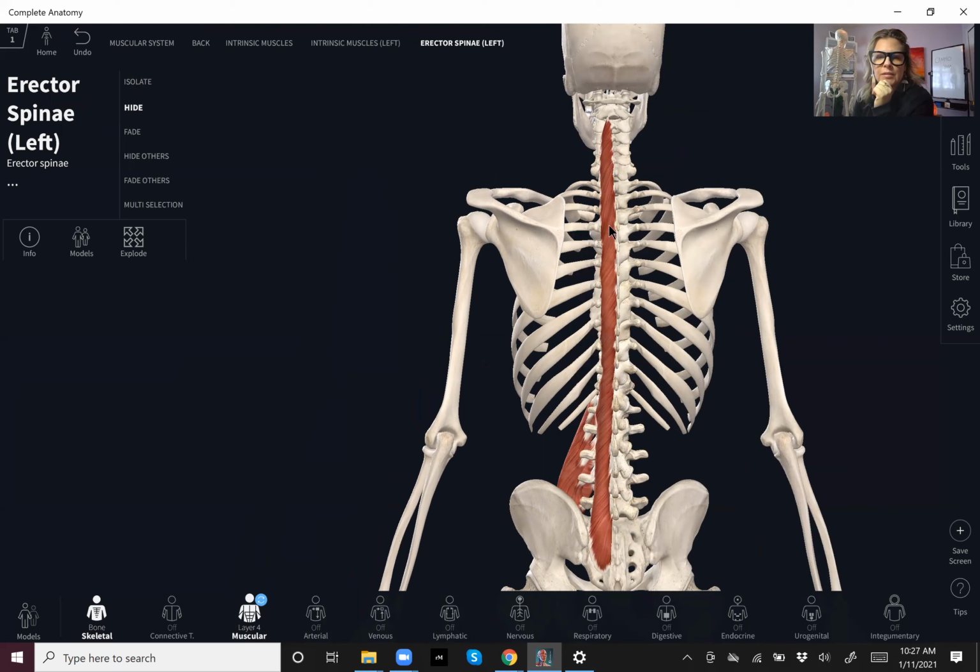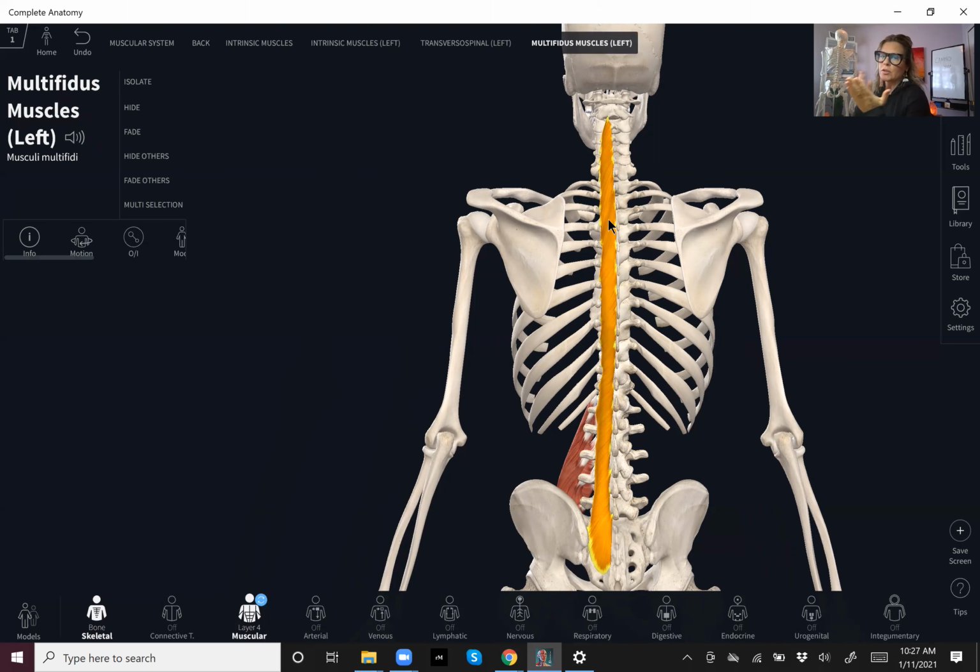So this muscle lies deep to the erector spinae. Here's the erector spinae, and underneath it, if we move the erector spinae like we just did, here's the multifidi. I call them multifidi because there's two of them, just like we had two sets of the erector spinae, one on the left side of the spine and one on the right side of the spine. Same thing with the multifidus. There's a multifidus on the right side of the spine and a multifidus on the left side of the spine.